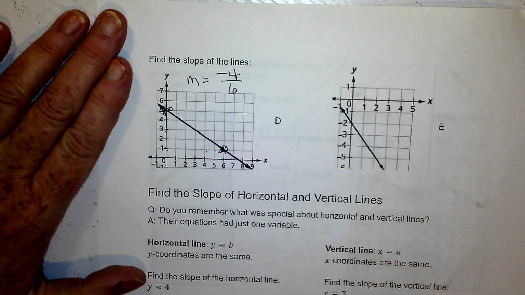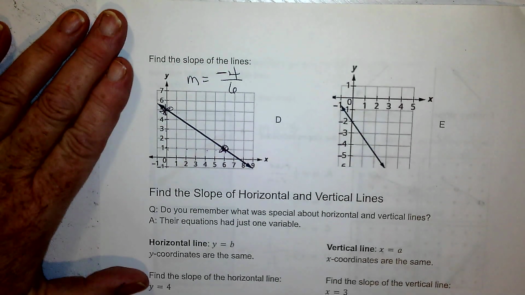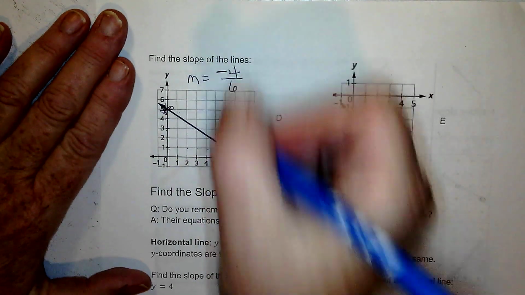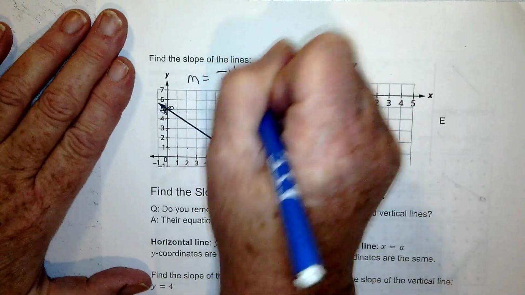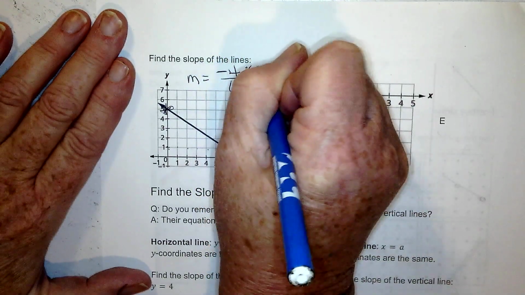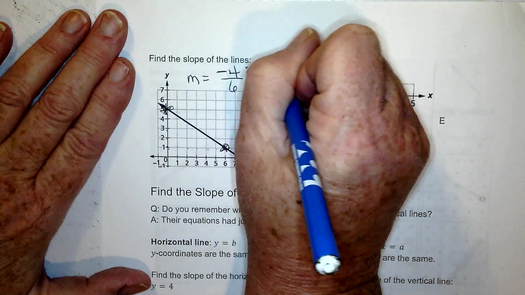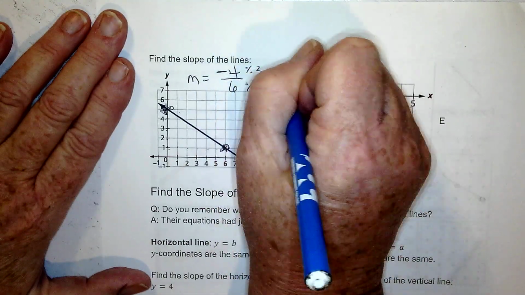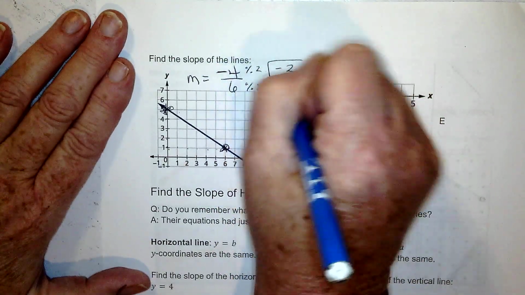Now, this is correct. Negative 4 over 6 is correct. But I also know that the number 2 will divide evenly into both of them. So I'm going to divide both of them by 2. Negative 4 divided by 2 is negative 2. 6 divided by 2 is 3. So there is my slope for that one.